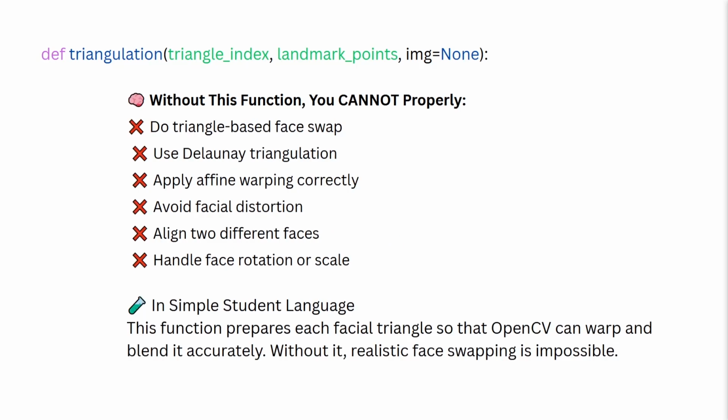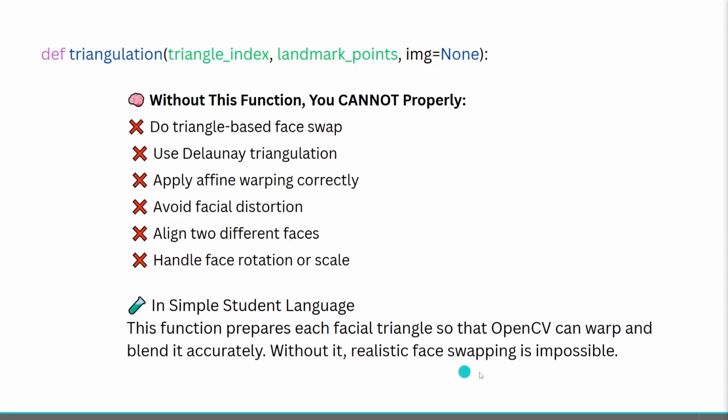Without this function, you cannot properly do rectangle-based face swap. You cannot do Delaunay triangles. You cannot apply affine warping correctly. You cannot avoid facial distortion. You cannot align two different faces. Also, you cannot handle rotation or scale. In simple student language, this function prepares each facial triangle so that OpenCV can warp and blend it accurately. Without it, realistic face swapping is impossible.